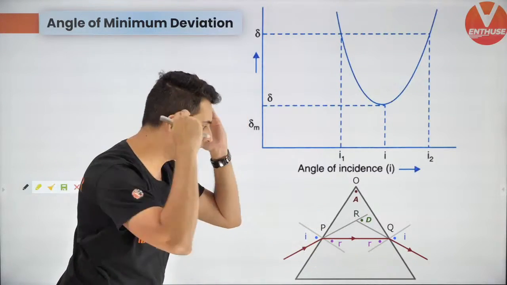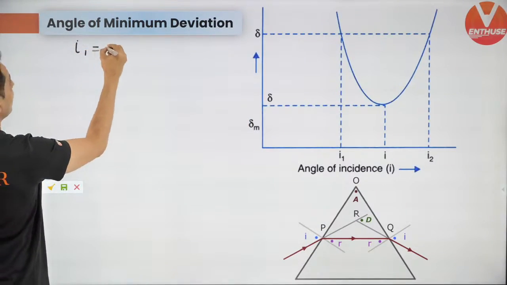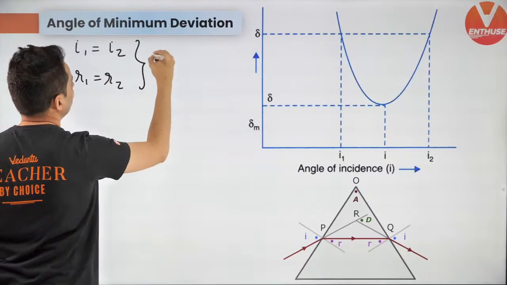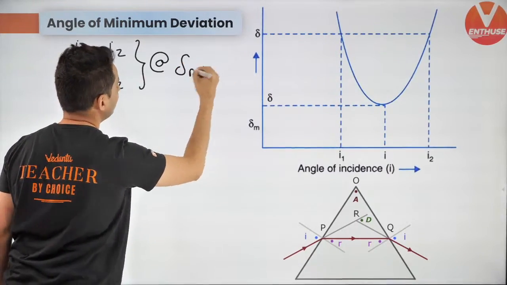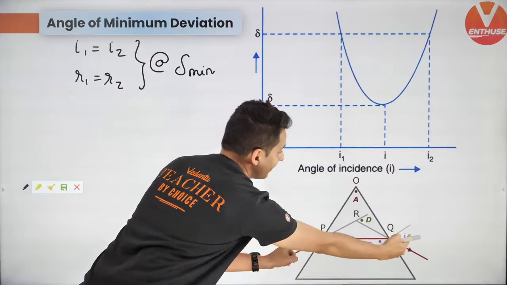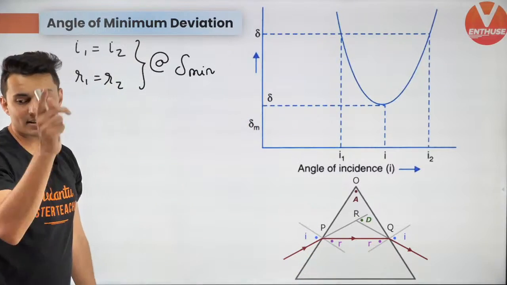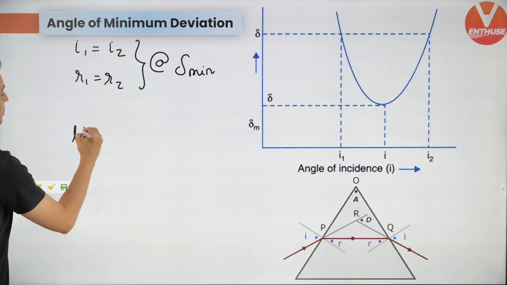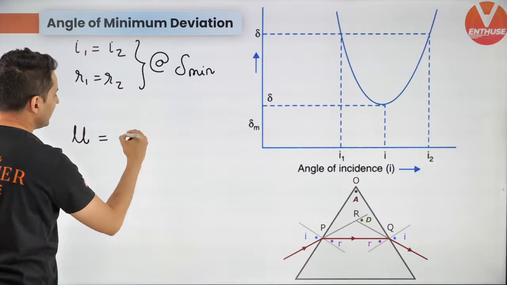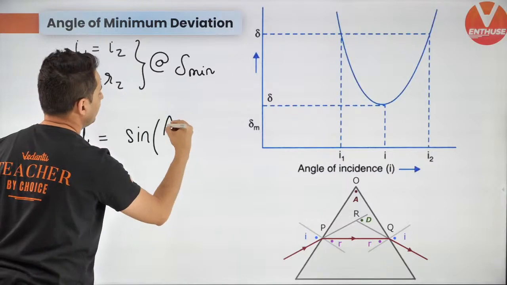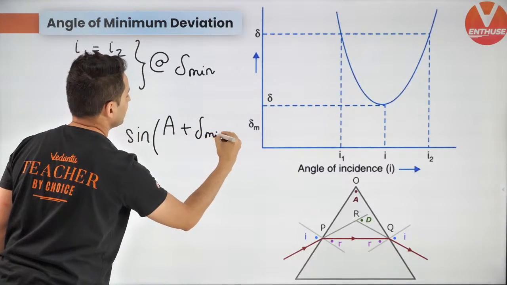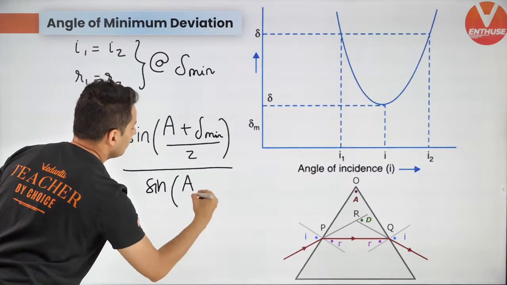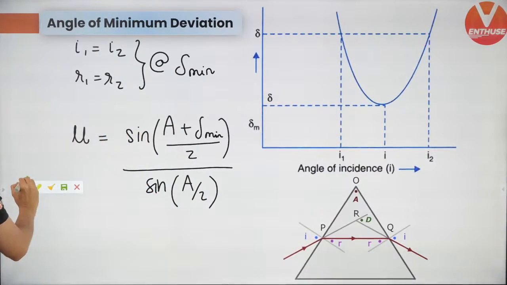Keep this in mind, lock it in your head. I1 is equal to I2, R1 is equal to R2 at delta minimum. When delta is minimum, it is entirely symmetric. These two angles are the same, these two angles are also the same. Very important. Now there is another formula which you should know. Mu is sine of (A plus delta minimum) by 2 divided by sine of A by 2. This is the other formula.